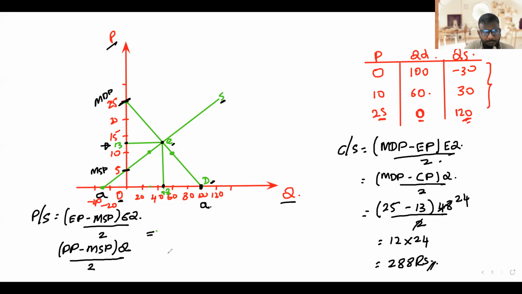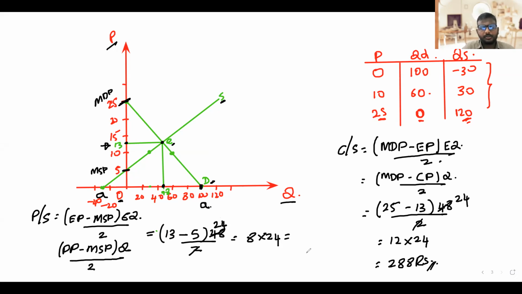The price the producer gets at equilibrium, according to the question, is 13. That's the equilibrium price. Minus the minimum supply price the producer was expecting, which is 5 rupees. Into the quantity the producer is selling here, which is 48 over 2. So it's going to be 13 minus 5 into 24. 13 minus 5 is 8, into 24.